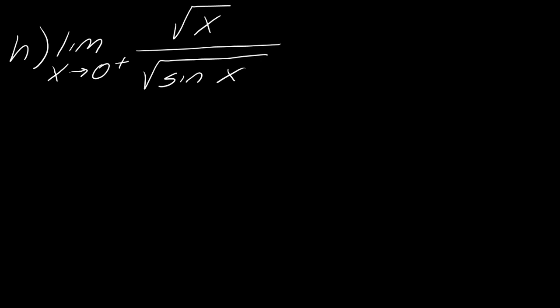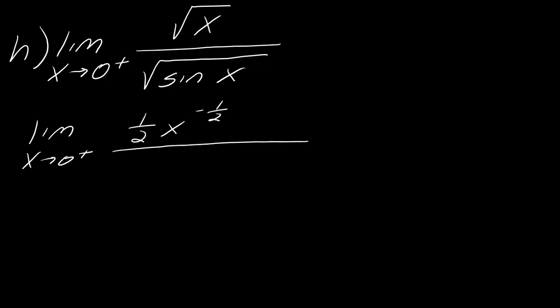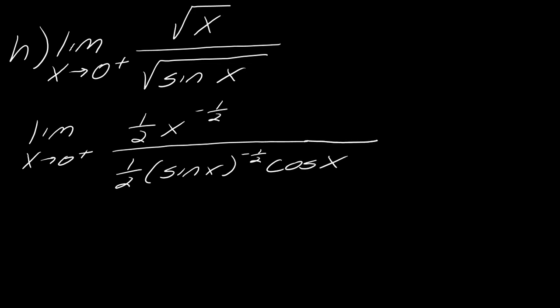Okay, and now for this last example here. So notice that this is going to give me the classic 0 over 0 form. So I've got the limit as x approaches 0 on the right, square root of x over the square root of sine x. So I want to go ahead and take the derivative of the top and the bottom. All right, so this is going to give me 1/2 x to the negative 1/2 on top, and then in the bottom this is going to be 1/2 sine of x to the negative 1/2 times cosine of x, because I've got to use chain rule there.